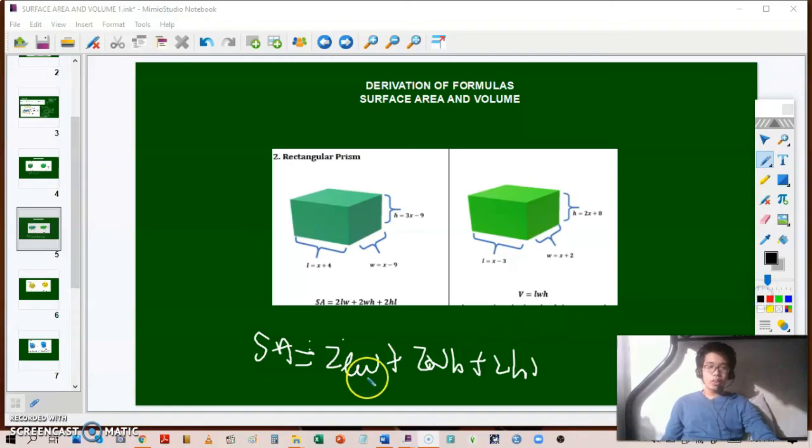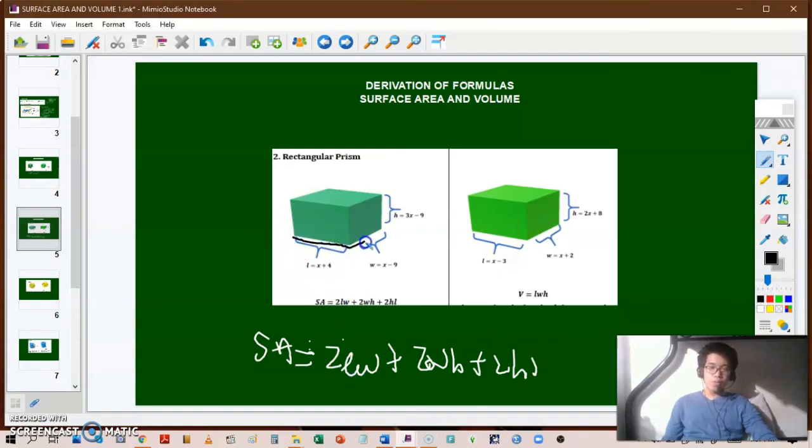So where did that 2 length times width come from? We have here length times width. That's the bottom, and if we have a bottom part here, then we have a parallel top. We have a parallel top face of the rectangular prism on this figure. So that's where the 2LW comes from: one length times width at the bottom and one length times width at the top.